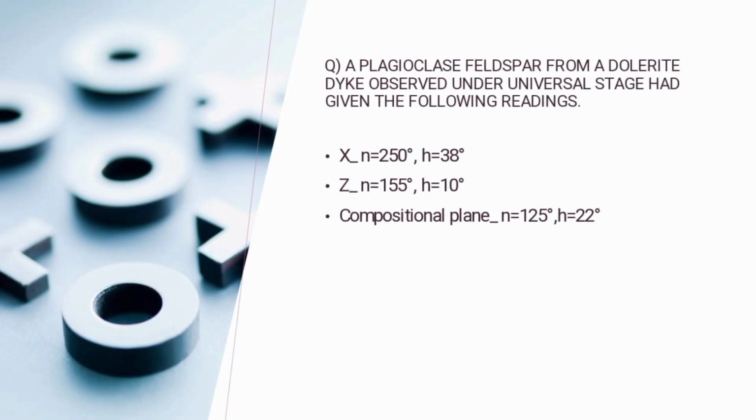The question is given as: a plagioclase feldspar from a dolerite dike observed under a universal stage has the following readings. X is given as n equal to 250 degrees, h equal to 38 degrees, and Z is given as n equal to 155 degrees, h equal to 10 degrees, and the compositional plane is n equal to 125 degrees and h equal to 22 degrees.